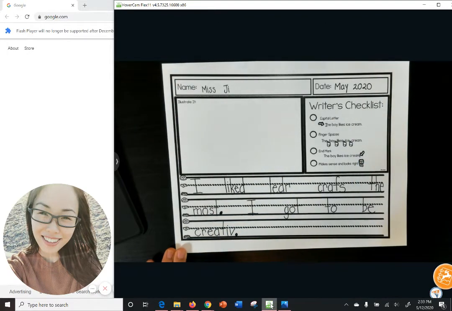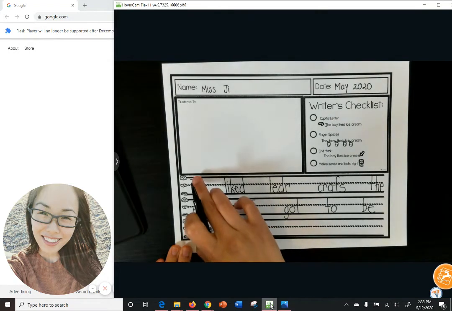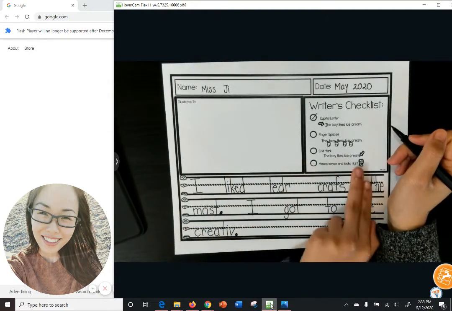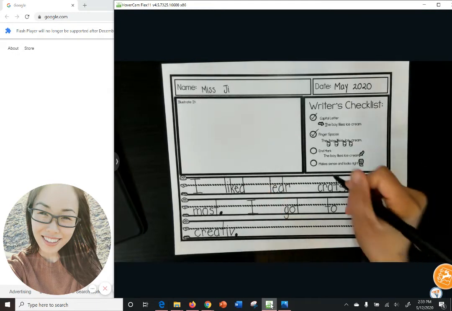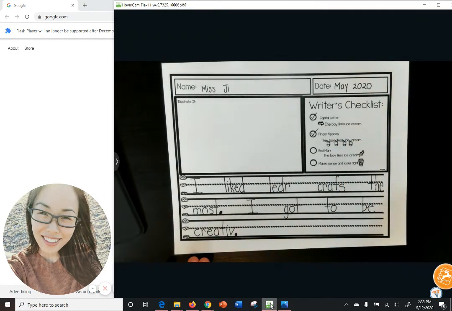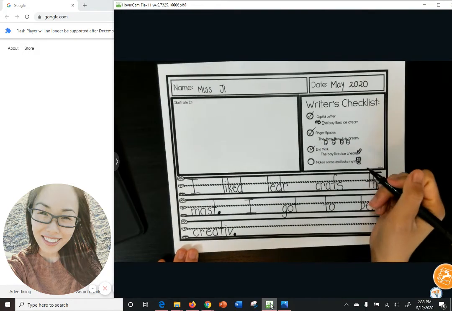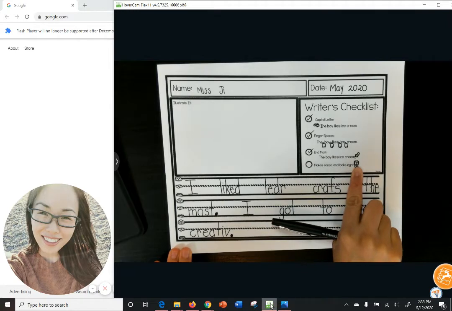Let's use my writer's checklist. Did I use a capital in the beginning of every single sentence? Yes. Did I use my finger spaces between every single word? Yes. Did I use an end mark or punctuation at the end? Yes, I used periods. And lastly, did I make sure my story makes sense and looks right?